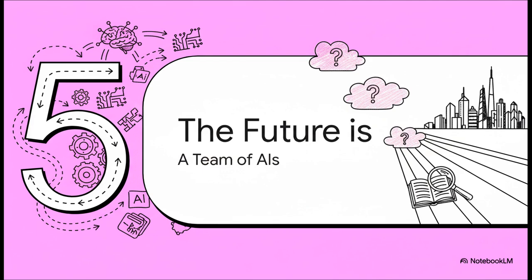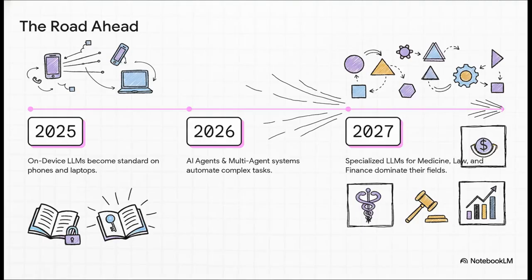I mean, where is this road actually taking us? Well, the future isn't one single giant AI that does everything. No, it's an ecosystem. We're going to have small models running right on our phones. We'll have multi-agent systems where different AIs collaborate to complete complex tasks. And we'll see highly specialized models trained specifically for fields like medicine or law. It's going to be a team effort.